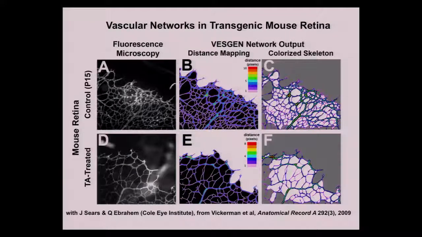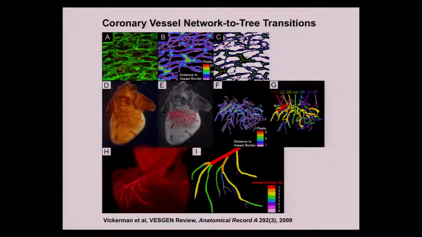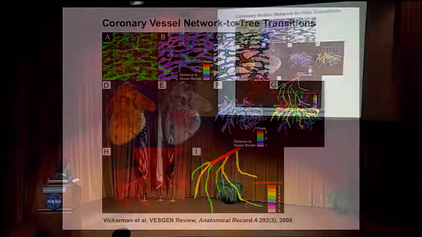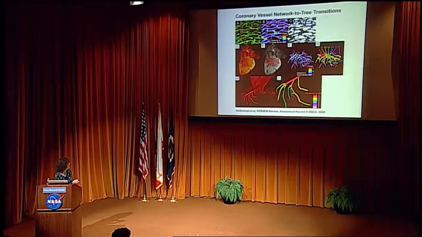Similar studies of network tree composites were done with John Sears and a model of infant retinopathy of prematurity at the Scripps Institute. And with Michiko Watanabe and others at University Hospitals and Case Western, we used the VESGen network, tree network, and mature tree analysis options to chart the development of the coronary vessels from their initial very diffuse amorphous network into transitional structures and ultimately a mature tapering vascular tree around the little mouse heart.